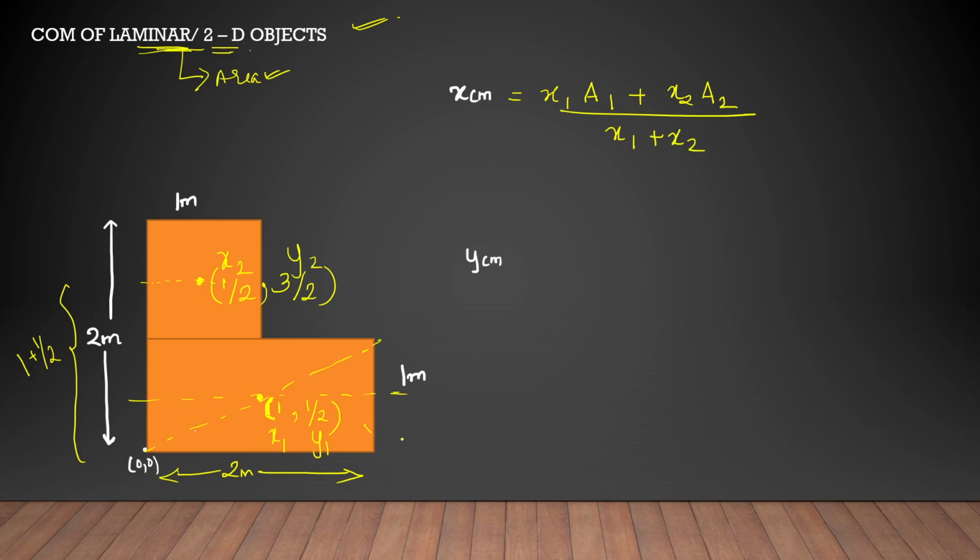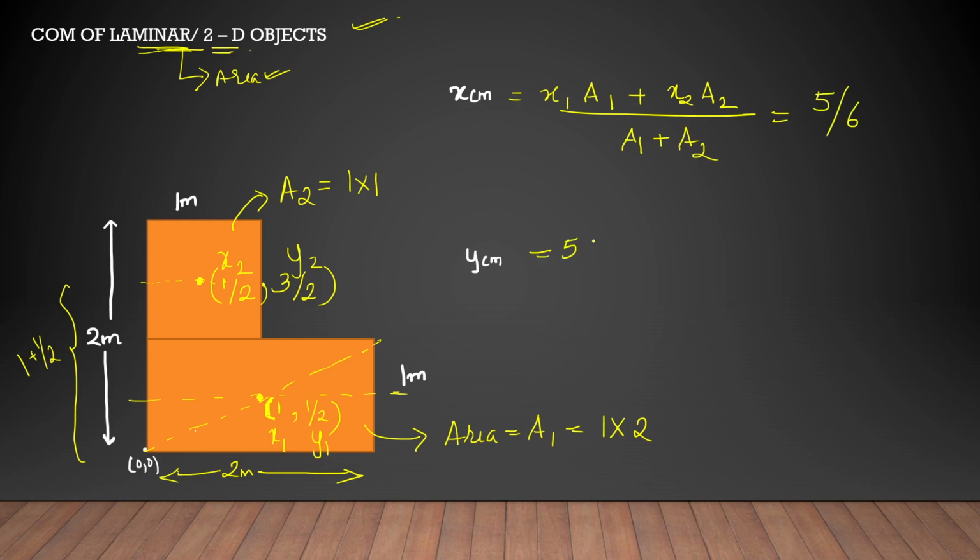So what is the area of the rectangle? This is a1, which will be equal to 1 multiplied by 2, that is length into breadth, and the area of a square is side square, so a2 will be equal to 1 into 1. So we got a1, we got a2, we have x1 and x2 as well. When we substitute, in the denominator we add a1 plus a2. When we substitute these values, we find xcm as 5 by 6 and ycm also as 5 by 6. So these were the questions which were mainly seen.